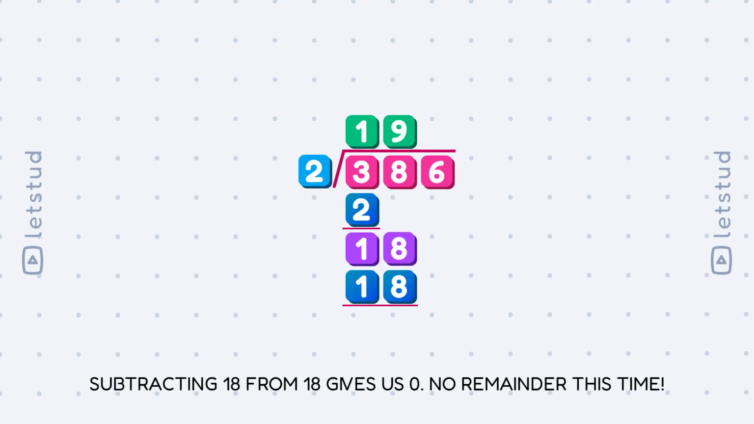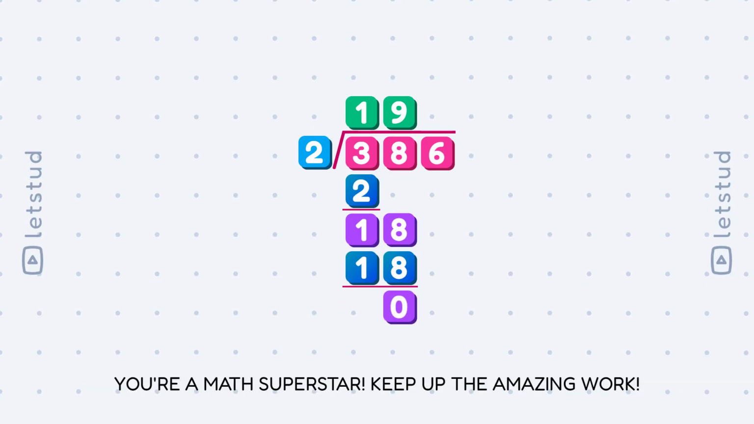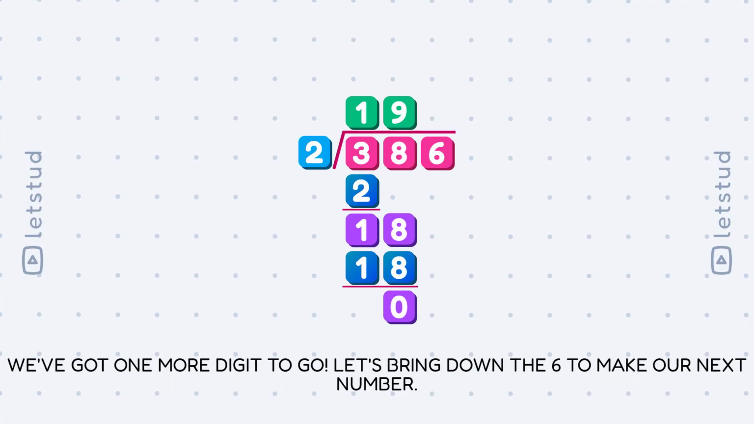Subtracting 18 from 18 gives us 0. No remainder this time. You're a math superstar. Keep up the amazing work. We've got one more digit to go.